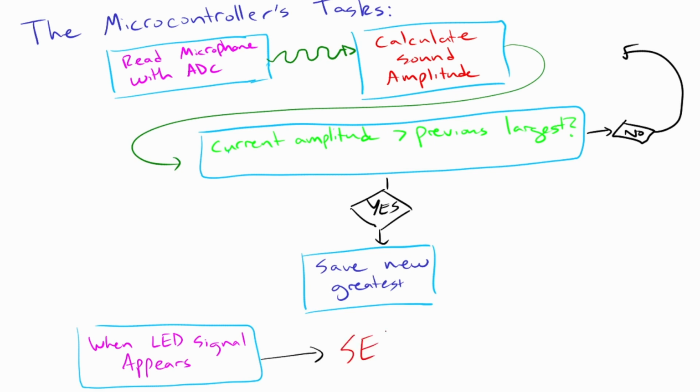To do this, the PY32 will monitor the LED command signal and return the greatest microphone amplitude as soon as that LED signal appears. This seems pretty simple, but there are some subtleties. And that's it basically, except each microcontroller needs to do this for 2 LEDs and 2 microphones.